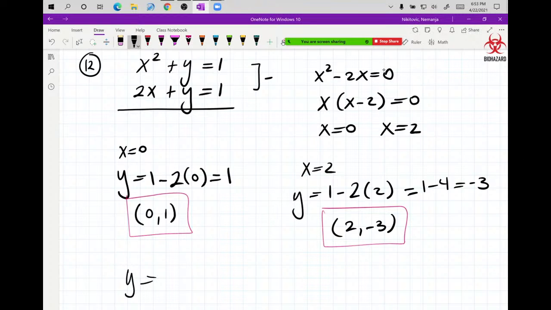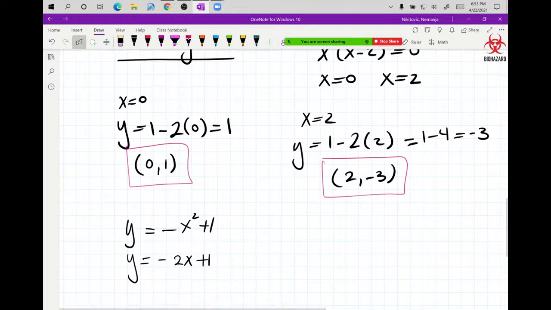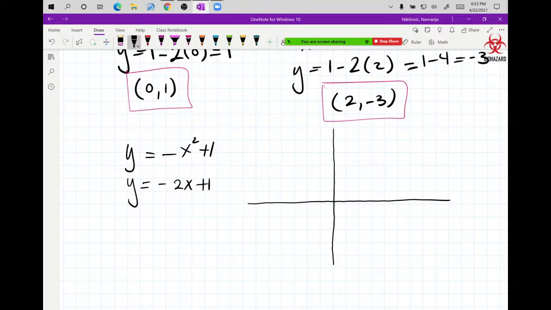So the top equation would be y equals negative x squared plus 1. And the bottom equation would be y equals negative 2x plus 1. So when you write the equations in the form of a function, you can graph them easier. Again, graphing is not necessary, but it's a good review for pretty much everything we did in this class, and also basic algebra to graph this linear line. Negative x squared, parabola opens downwards, and it's shifted 1 unit up from chapter 1, right?